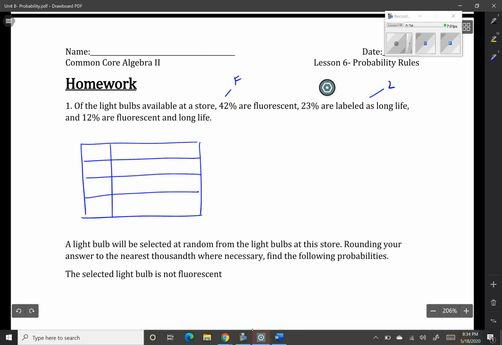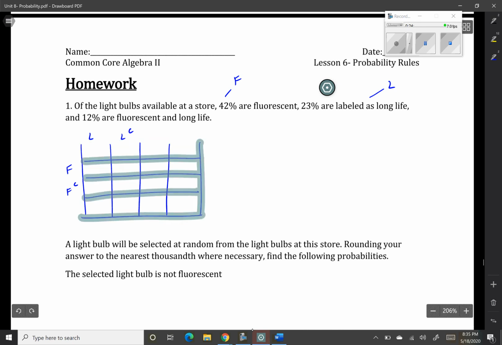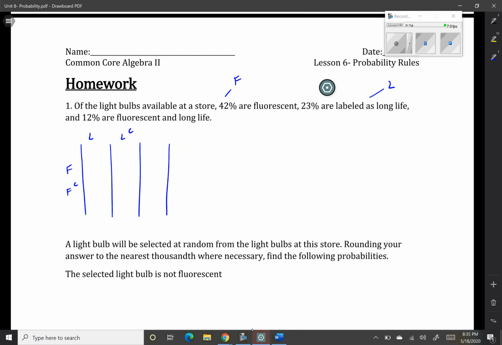So let's make a quick two-way table here. So we have the probability of being fluorescent or not fluorescent, the probability of being long life or not long life. I put those in the wrong spot. Long life, not long life. I don't need this last row. Well, that's not working for me. Let's make this a little bit better. Here we go. Okay. Good.